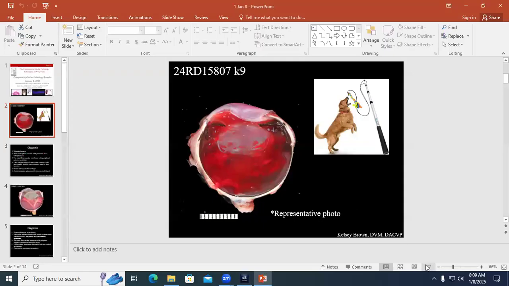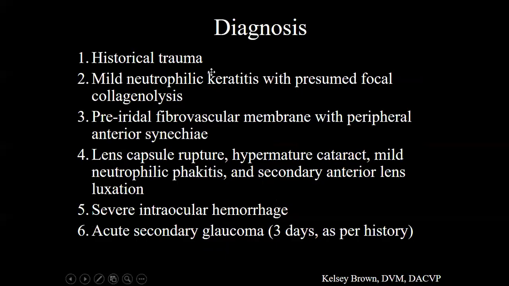All right, I will move to our diagnosis here. So pretty much everything we saw in this globe just corroborated the history of trauma to this eye, causing potentially this kind of weird focal collagenolysis, ultimately pre-iridal fibrovascular membrane formation, lens capsule rupture, and then the severe intraocular hemorrhage. We were able to see features of acute glaucoma, which was probably secondary to the fibrovascular membranes. And then also there was that luxated lens material, which also could have been causing pupillary block and acute glaucoma. So nothing too surprising that we saw given the history, but an interesting, very descriptive history for this case, which we always appreciate.